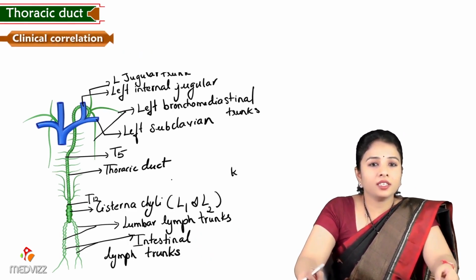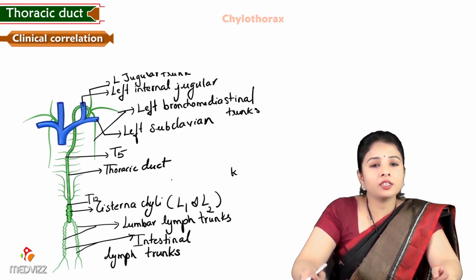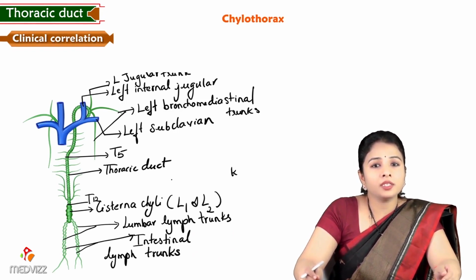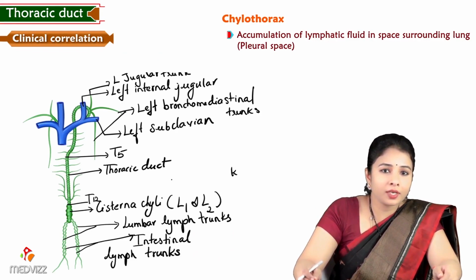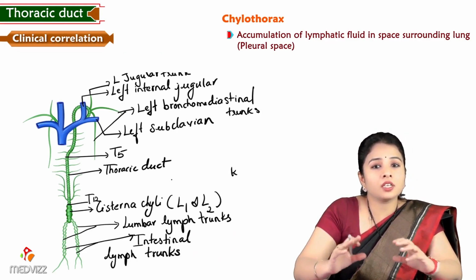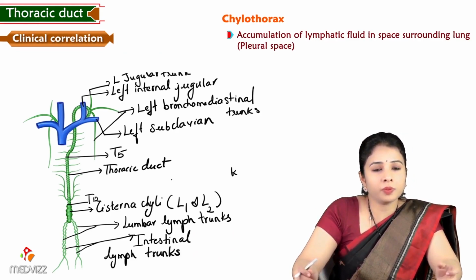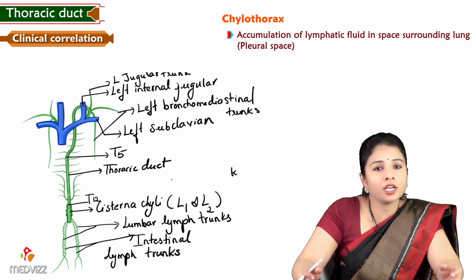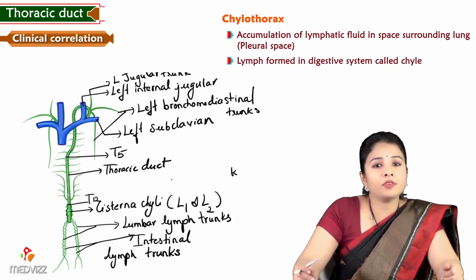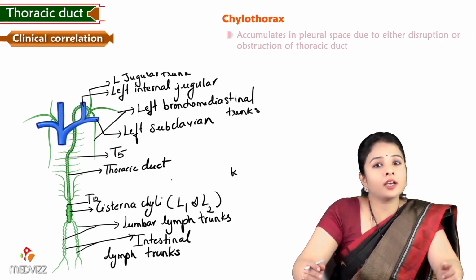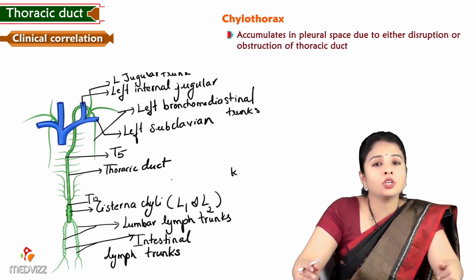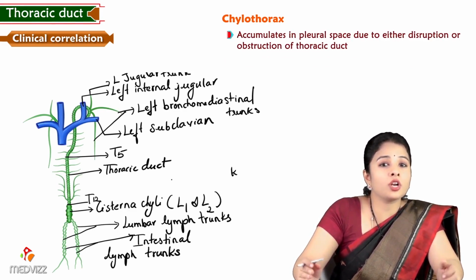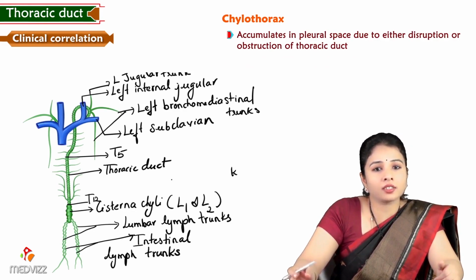And let's see some clinical correlation of thoracic duct. Chylothorax means the accumulation of lymphatic fluid in the space surrounding the lung, that is in the pleural space. If there is accumulation of lymphatic fluid, it is called as chylothorax. The lymph formed in the digestive system is called as chyle, and it accumulates in the pleural space due to either disruption or obstruction of thoracic duct.